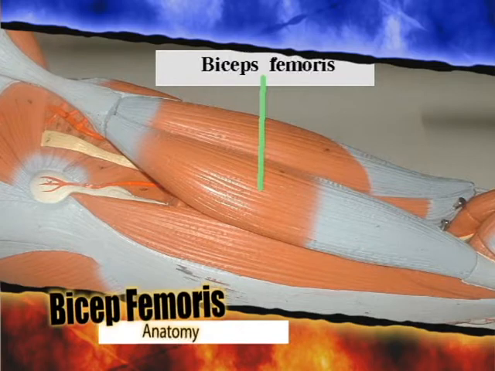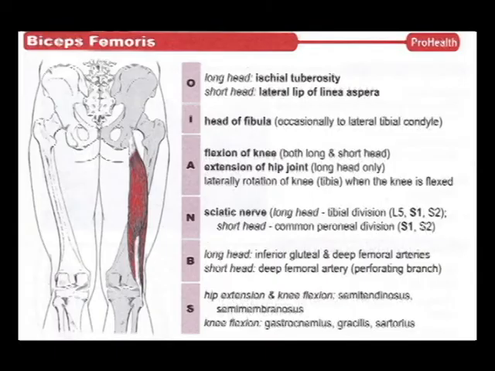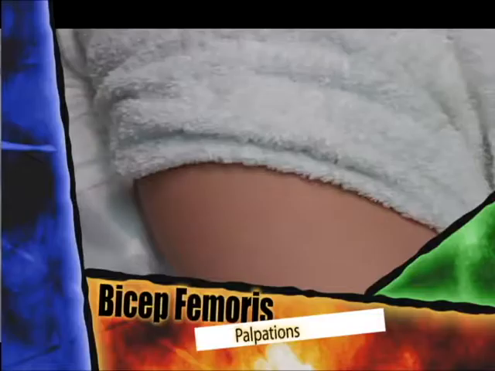Now let's look at the biceps femoris. The biceps femoris has two origins. The long head is on the ischial tuberosity, the short head on the lateral lip of linea aspera, and its insertion is the head of fibula. Action, of course, is the flexion of the knee and extension of the hip, and its innervation is the sciatic nerve.